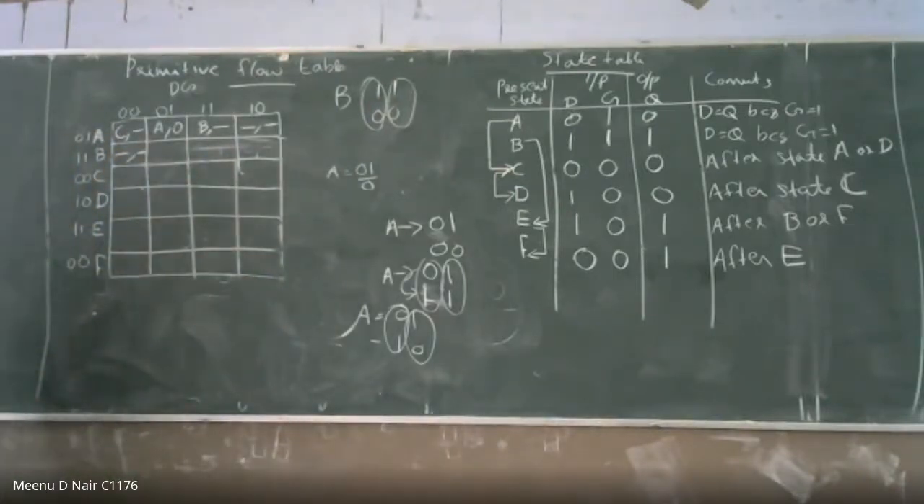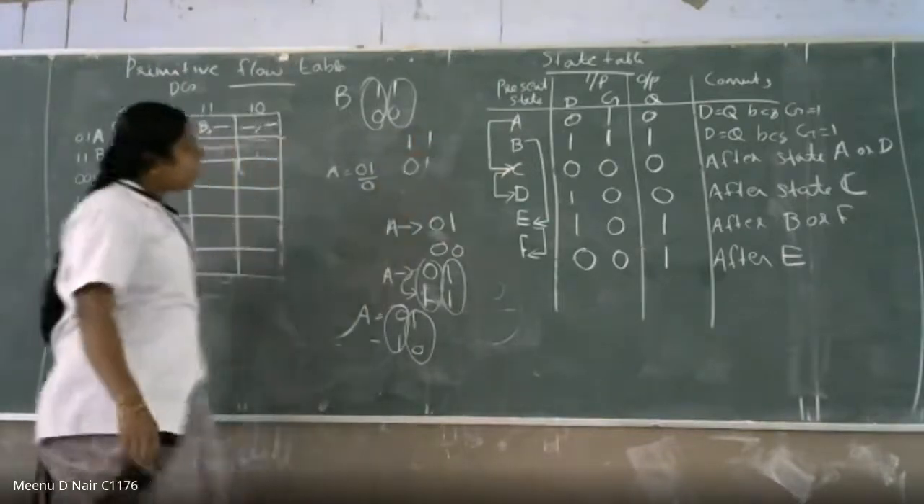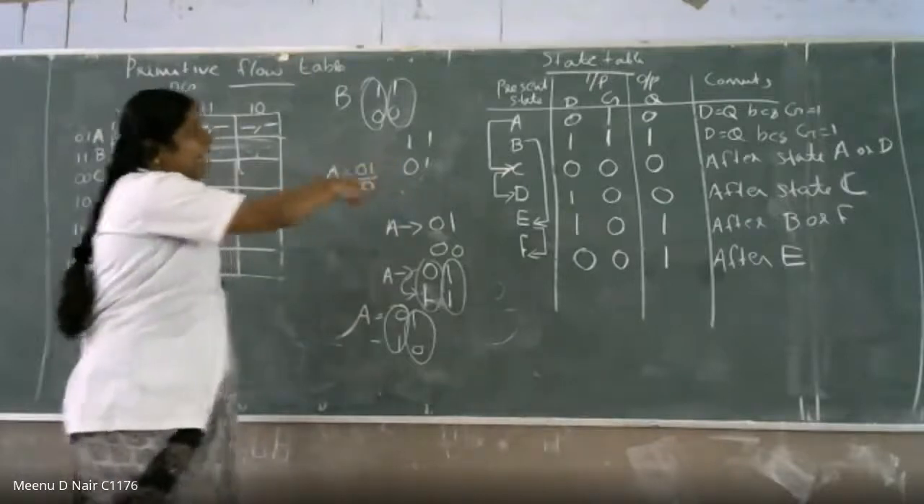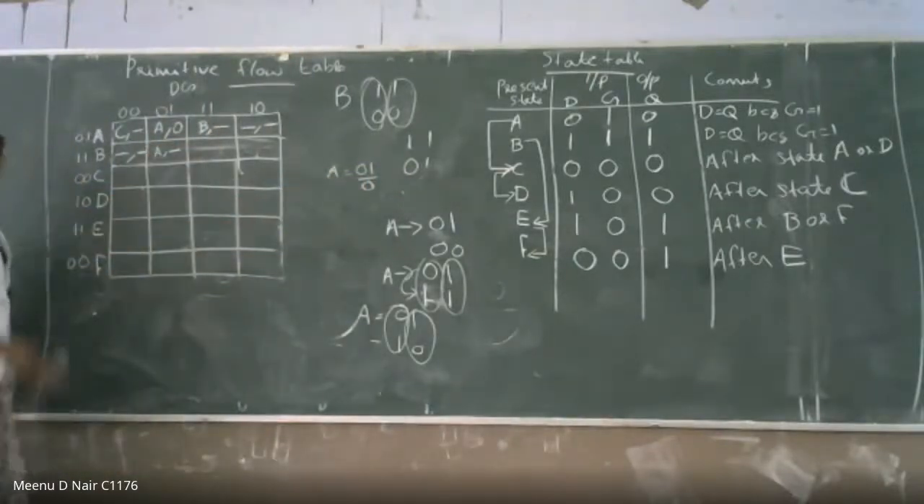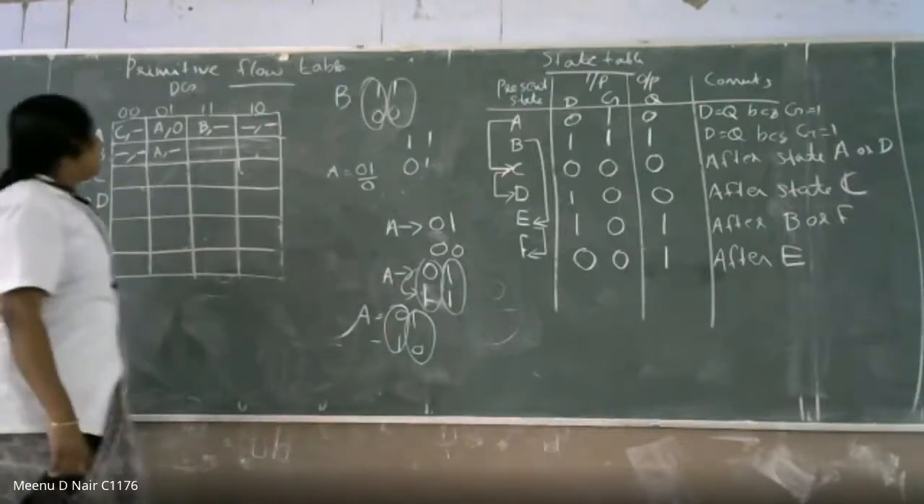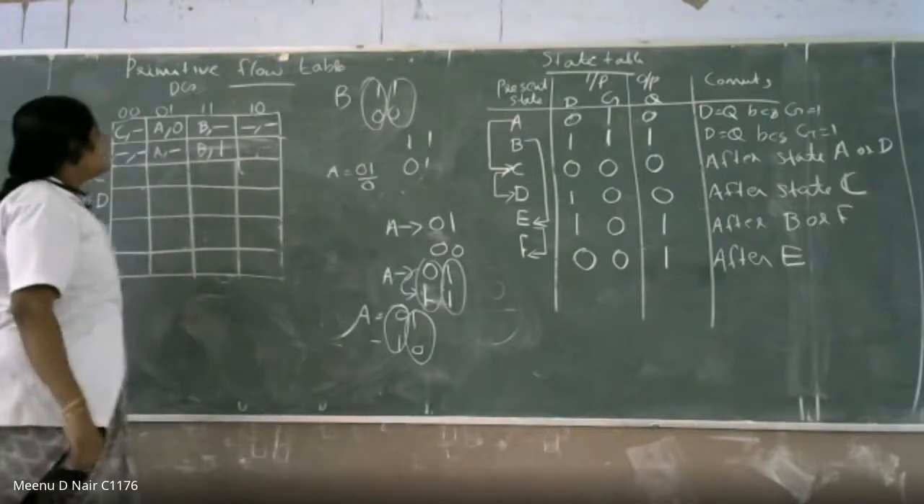Then what about the 0, 1? B is equal to 1, 1 and 0, 1. What is 0, 1? For 0, 1 only the A condition is available. So you can put it as A comma dash. You do not know the output value. Then B 1, 1 is nothing but B comma 1.